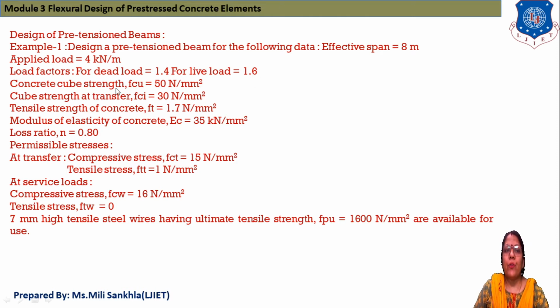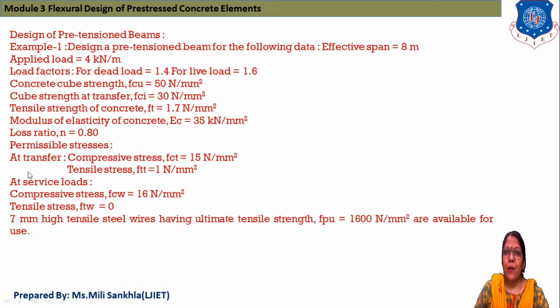Concrete cube strength FCU is equal to 50 Newton per mm square. Cube strength at transfer FCI is equal to 30 Newton per mm square. Tensile strength of concrete FT is equal to 1.7 Newton per mm square. Modulus of elasticity of concrete EC is equal to 35 kilonewton per mm square. Loss ratio eta is equal to 0.80.